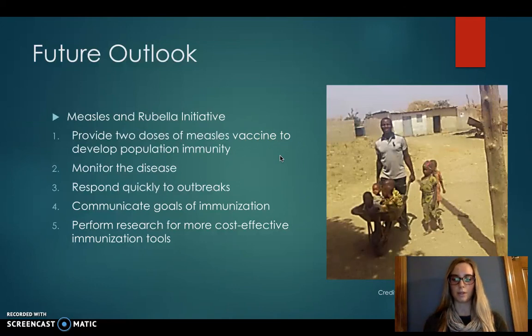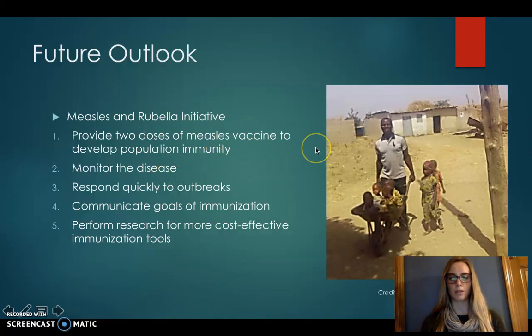The second step is to monitor the disease so you can better predict when pop-ups of the disease will happen and where they will happen, which kind of leads into the third step, which is to respond quickly to these outbreaks. So if you know when and where they're going to happen, you can better respond quickly to diminish the effect that they will have on the population. The fourth step is to communicate the goals of immunization, just to let people know that the disease is safe, the vaccine is safe, and that it won't cause any harmful side effects, and that it's good to take so you don't develop measles or spread it to the other people.